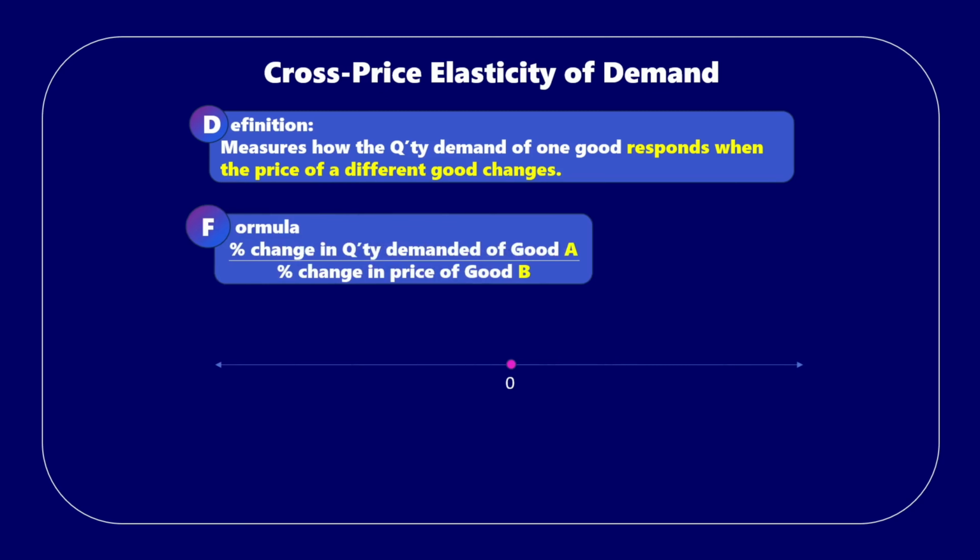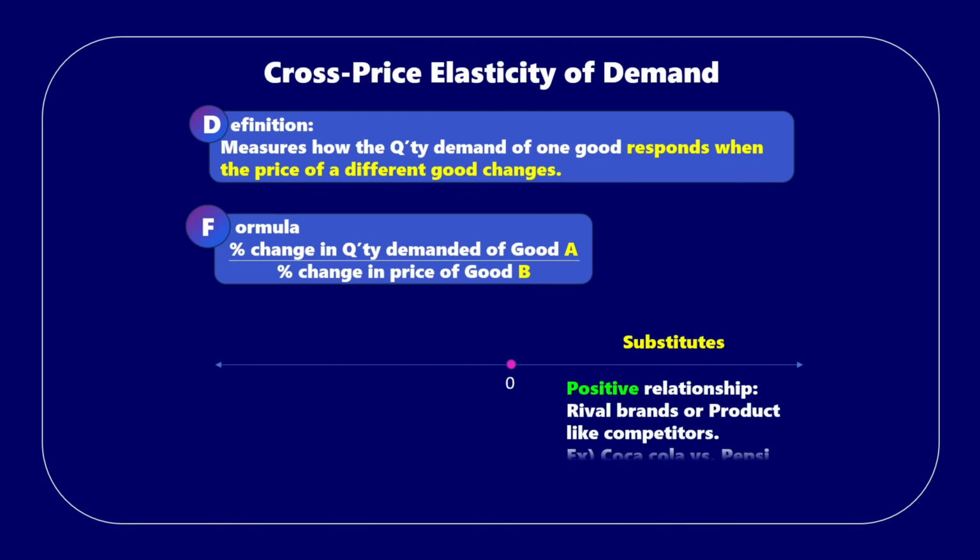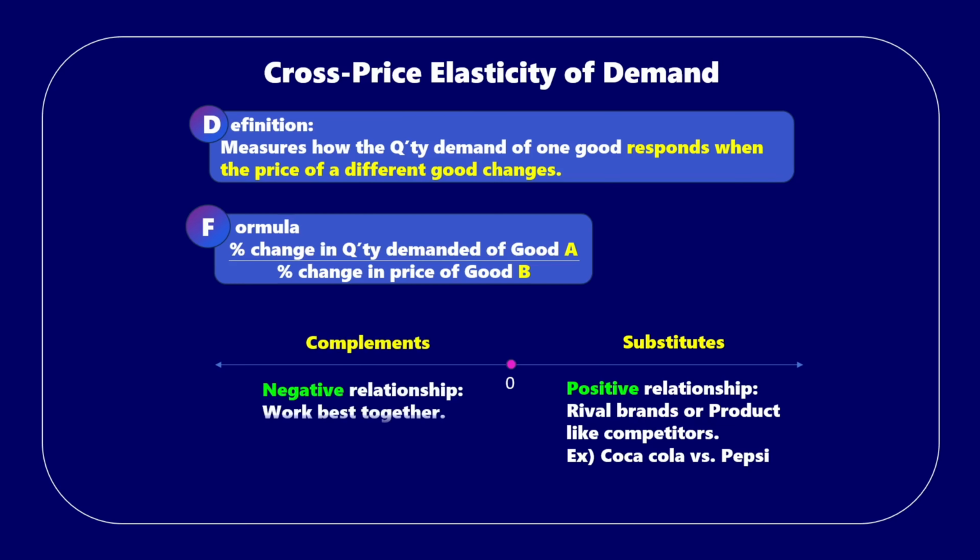If the value is positive, the two goods are substitutes. When the price of one goes up, people buy more of the other. Think of coffee and tea. And if the value is negative, the two goods are complements, and they're usually used together. When the price of one goes up, demand for the other falls, like printers and ink. If the value is 0, the goods are unrelated. A price change in one has no effect on the other.